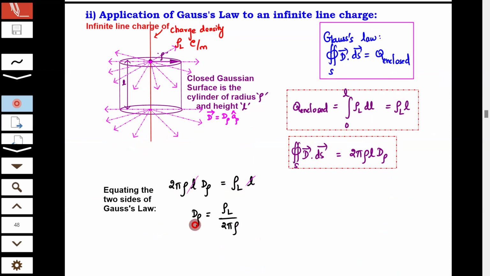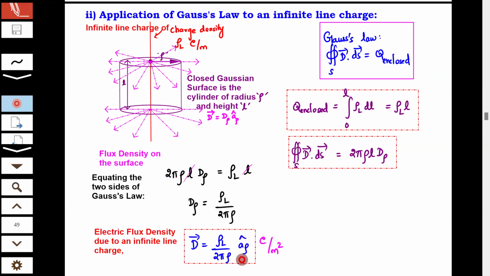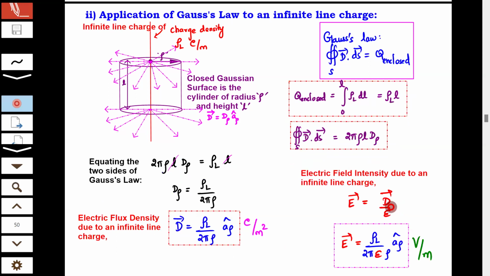Equating the two, we'll get the rho component of flux density on the surface as rho L by 2 pi rho, which is directed in a rho cap, giving the expression for electric flux density due to infinite line charge. From this, we can find the electric field intensity as D over epsilon, thereby giving the expression for electric field due to infinite line charge as rho L by 2 pi epsilon rho a rho cap.